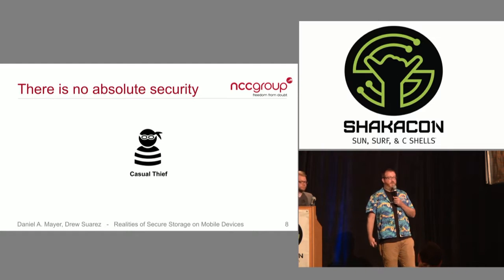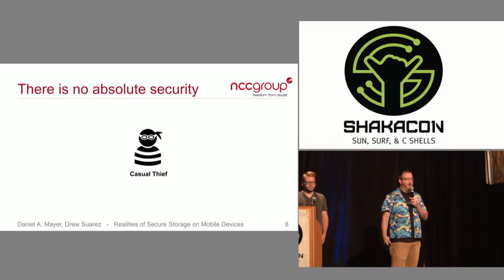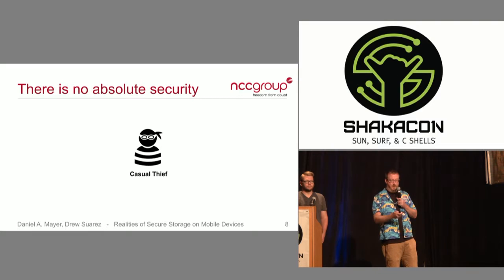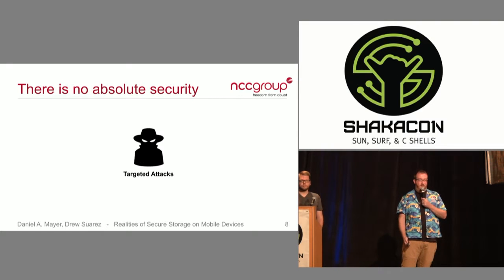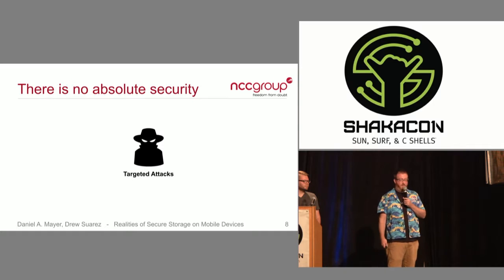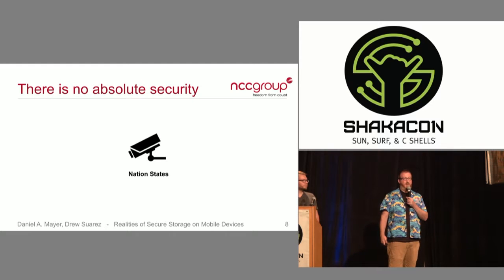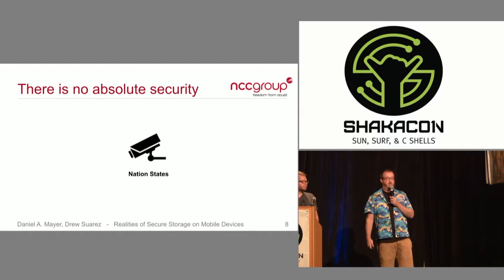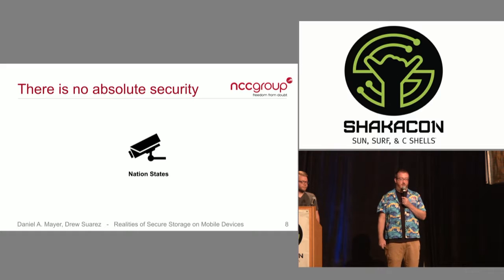Then the casual thief, someone who probably doesn't care at all about the data on your phone, but wants the hardware to flip and make a quick buck that way. And then targeted attacks, someone who's coming specifically for you and the data on your phone. And finally, nation states, which have a much higher budget and time to make targeted attacks against you.